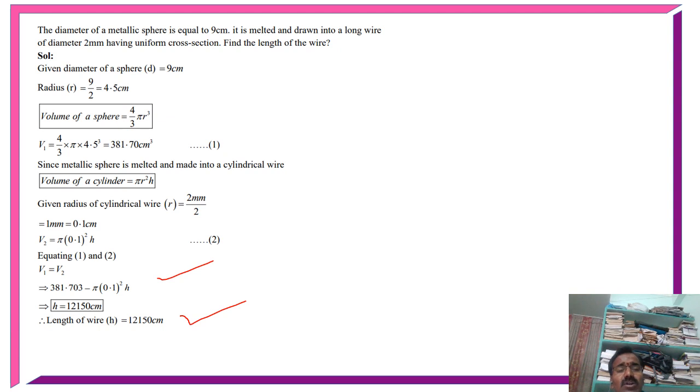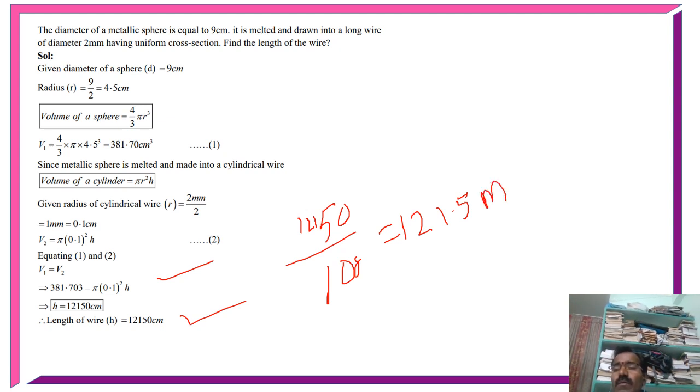Again we can convert into meters. 12,150 centimeters, if you divide by 100, we get 121.5 meters. This much length of wire is available from the sphere by recasting.